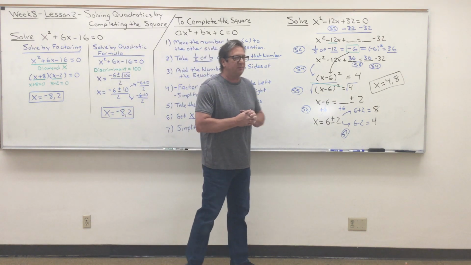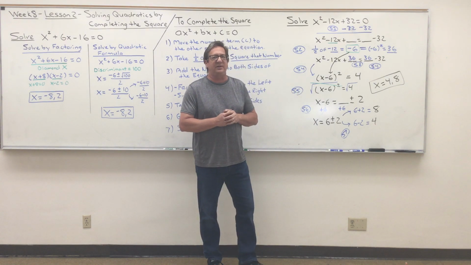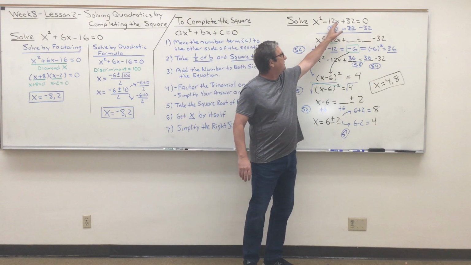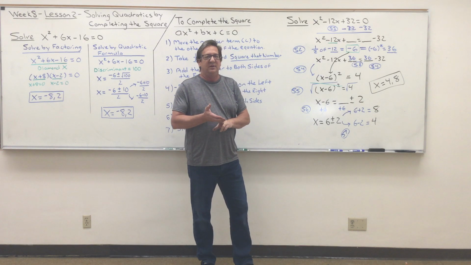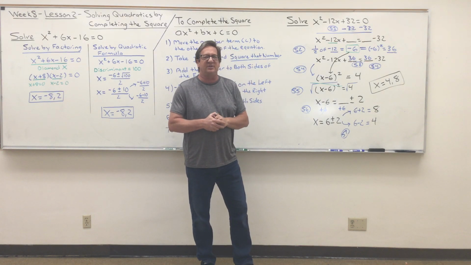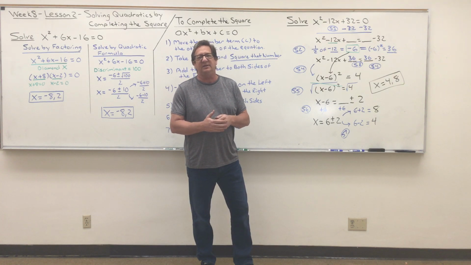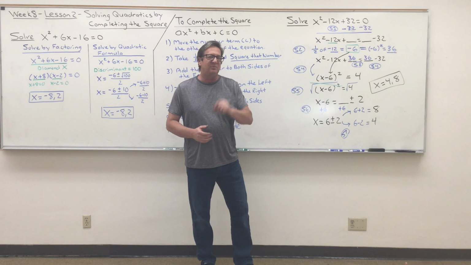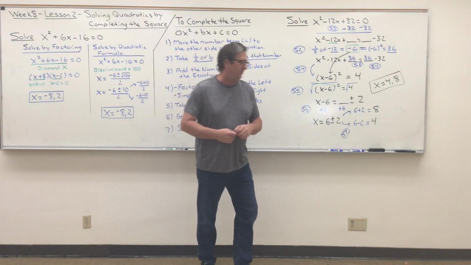And as I erase this and write example 3, I want you to know that it's really easy to take half of an even number. Maybe a little bit more challenging to take half of an odd number, and that's what we're going to go ahead and do in example 3. What are you going to do when your b value is odd? You got a little bit more to pay attention to. Let's do example 3.